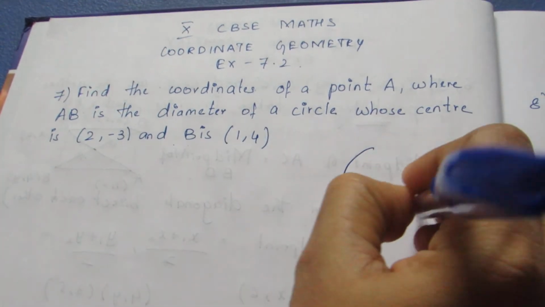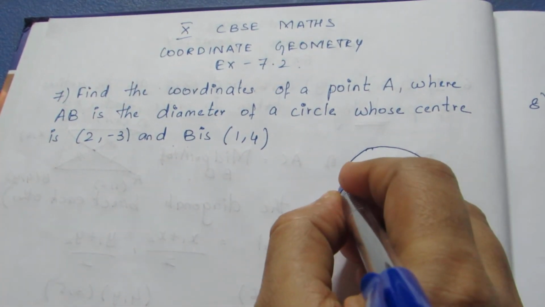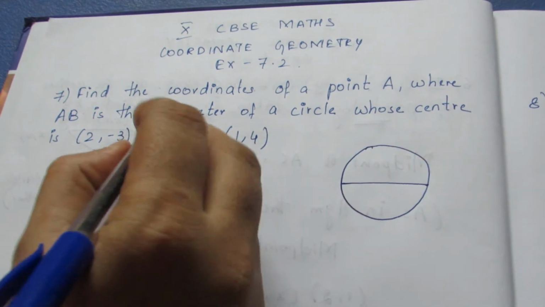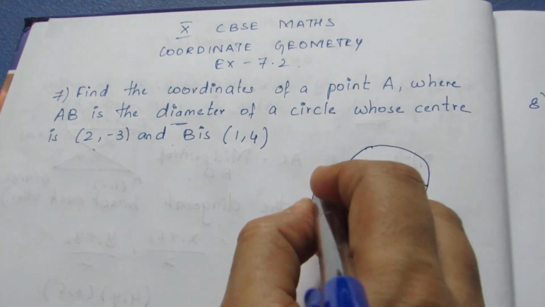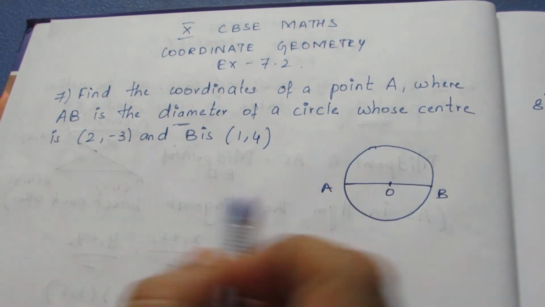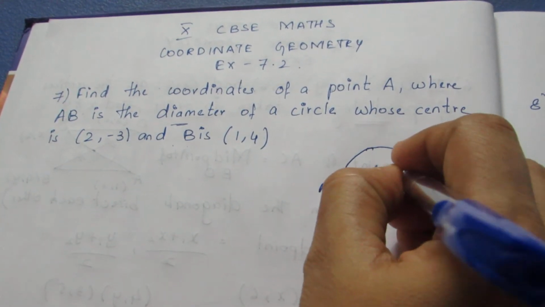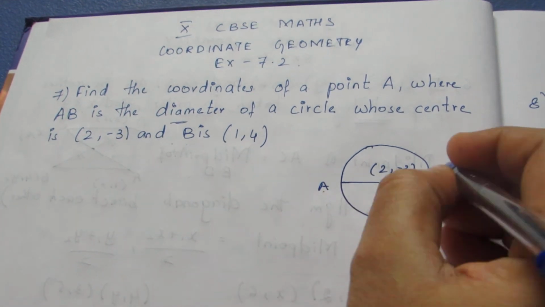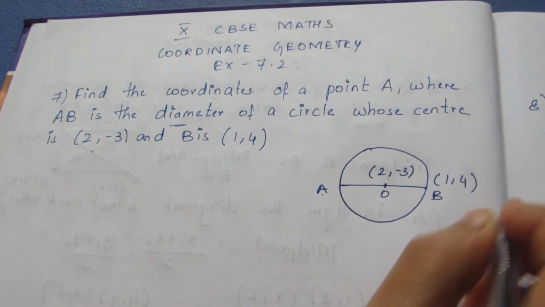Now we have a circle. This is the diameter. They have given us the diameter, so I am writing the diameter to be A and B. This will be my center O. They have given the center to be (2, -3). We don't know A. We know B to be (1, 4).